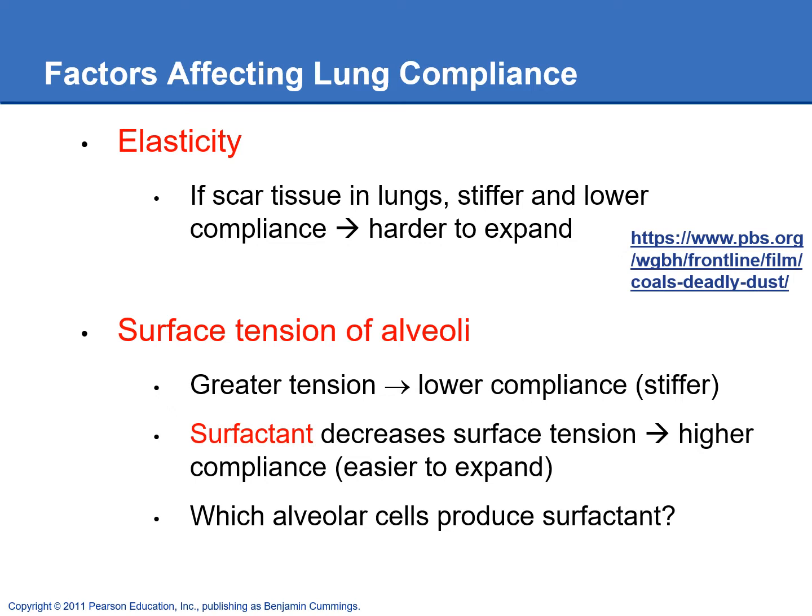So in order to decrease the surface tension of the alveoli and increase their compliance, we secrete surfactant, and that's secreted by type 2 alveolar cells. The surfactant is like a detergent. It's an amphipathic molecule. There are some phospholipids and proteins in it, and they disrupt the hydrogen bonding between the water molecules. So that prevents the water molecules from curling up into a ball and forming droplets and collapsing the alveoli.